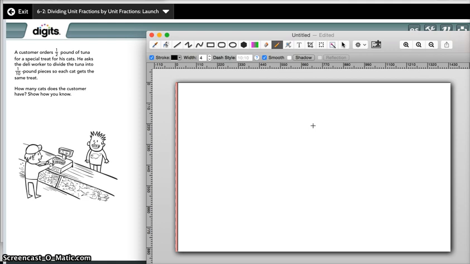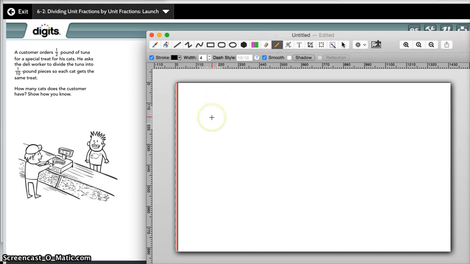All right, so it says a customer orders 1/2 pound of tuna for a special treat for his cats. He asks the deli worker to divide the tuna into 1/10 pound pieces so each cat gets the same amount of tuna or the same treat. How many cats does the customer have? Let's show how we know.